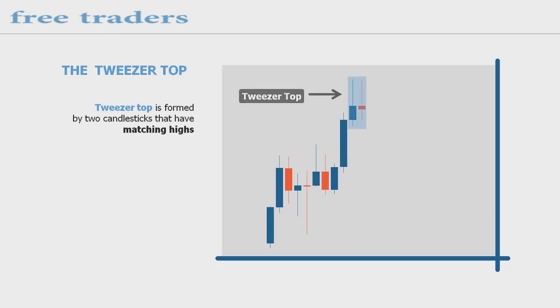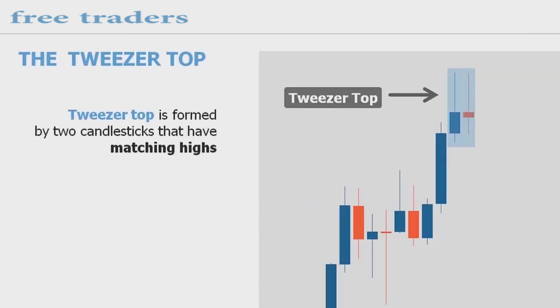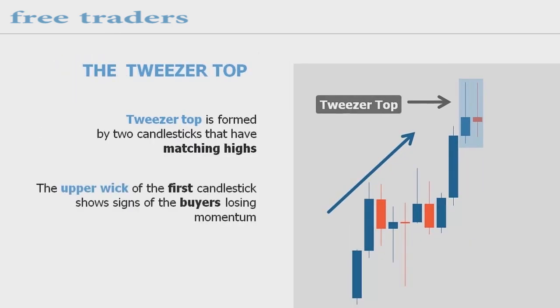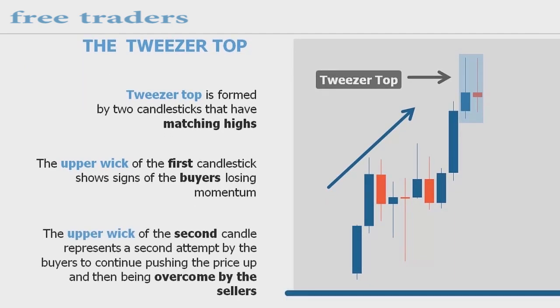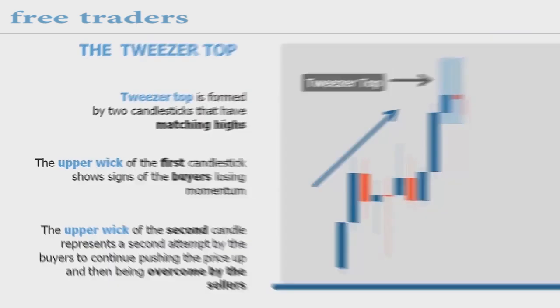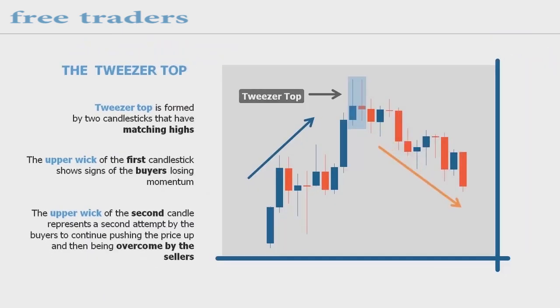Tweezer tops are formed by two candlesticks that have matching highs and can help spot a trend reversal. You can see in this example that the market is in an uptrend. The upper wick of the first candle shows signs of the buyers losing momentum. The upper wick of the second candlestick in the pattern represents a second attempt by the buyers to continue pushing price up and then being overcome by the sellers. The wicks are of equal length and the highs are at the same level. These characteristics can signal the reversal of the uptrend to the downside and demonstrate how the bulls were overpowered by the bears.